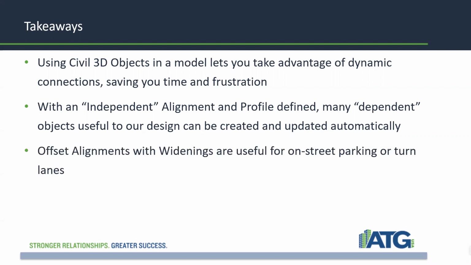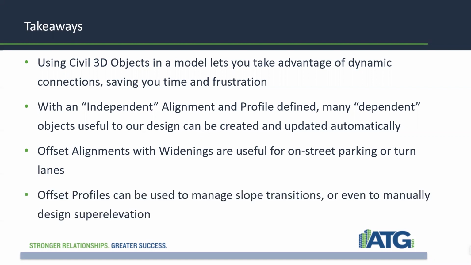Offset alignments are really useful when you use widenings for them to model something like on-street parking, a passing lane, or a turn lane. And lastly, our offset profiles could be used to manage our slope transitions. They could even be used to manually design in some super elevation if you wanted to throughout the course of your project.